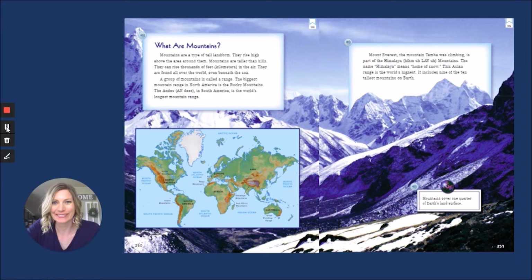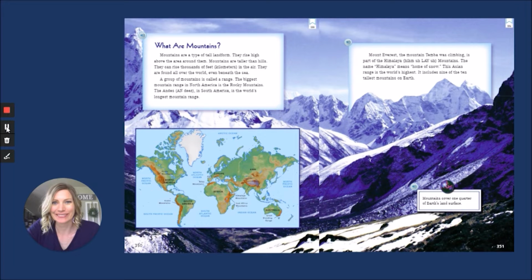What are mountains? Mountains are a type of tall landform. They rise high above the area around them. Mountains are taller than hills. They can rise thousands of feet in the air. They are found all over the world, even beneath the sea. A group of mountains is called a range. The biggest mountain range in North America is the Rocky Mountains. The Andes in South America is the world's longest mountain range.